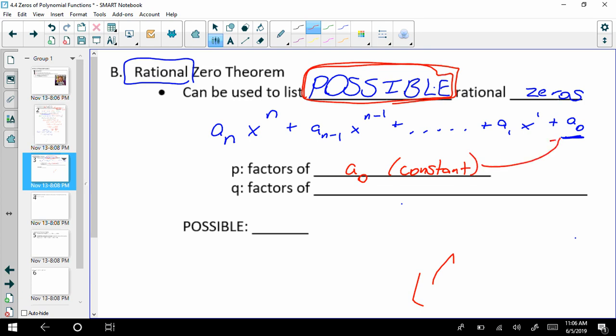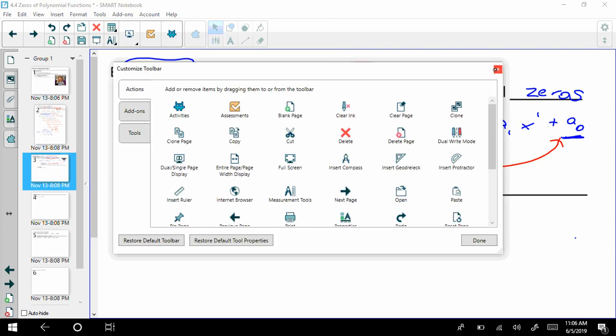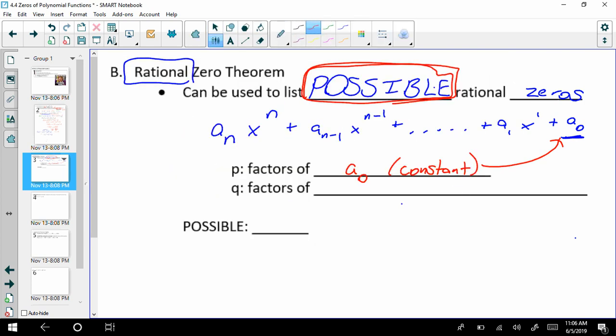So this guy, the guy without any variables. Q is going to represent all of the factors of a sub n, which is the leading coefficient. What do I mean by that? Well, I mean it's going to be this guy, the leader.